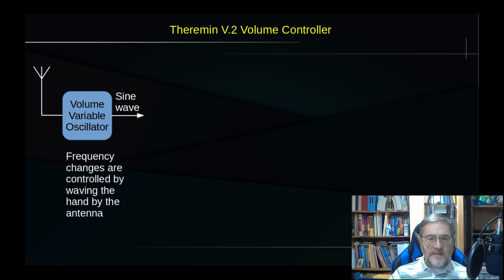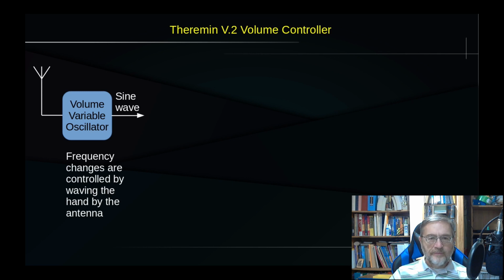In particular, similarly to what we saw for the pitch variable oscillator, a hand closer to the antenna increases its capacity and lowers the oscillator frequency. Moving the hand away from the antenna, the capacity decreases, causing the oscillator to work at a higher frequency.